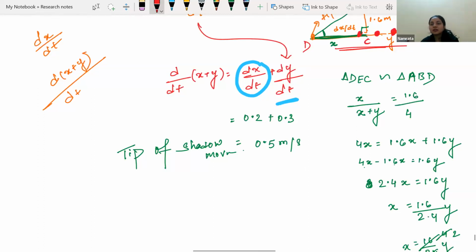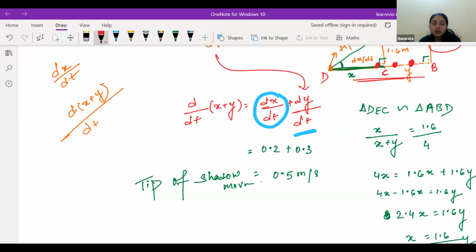Let me know, is it clear? Yes, sir. How exactly do we take the cases, when the tip of the shadow is moving and when it is the length of the shadow? Please don't get confused, because differentiation and everything you will be able to do. The similar triangle concept also you will be able to apply. You just need to understand what exactly the question is asking. Okay, let's move ahead.